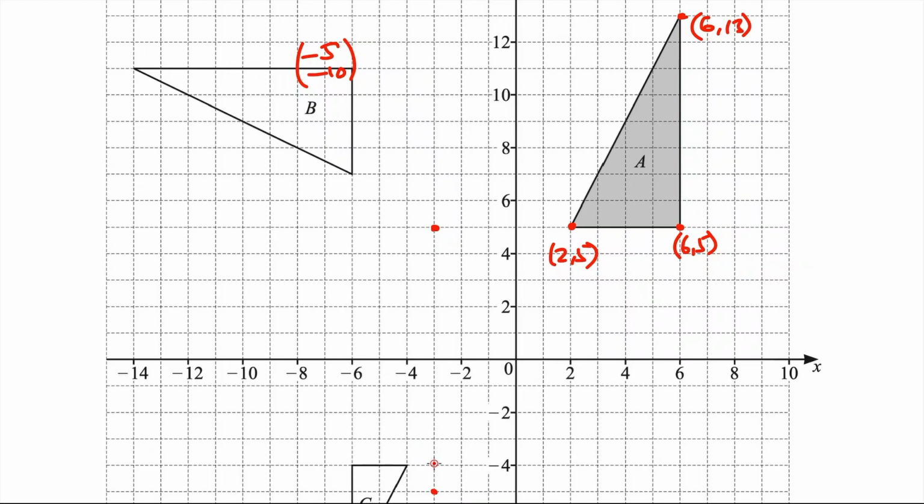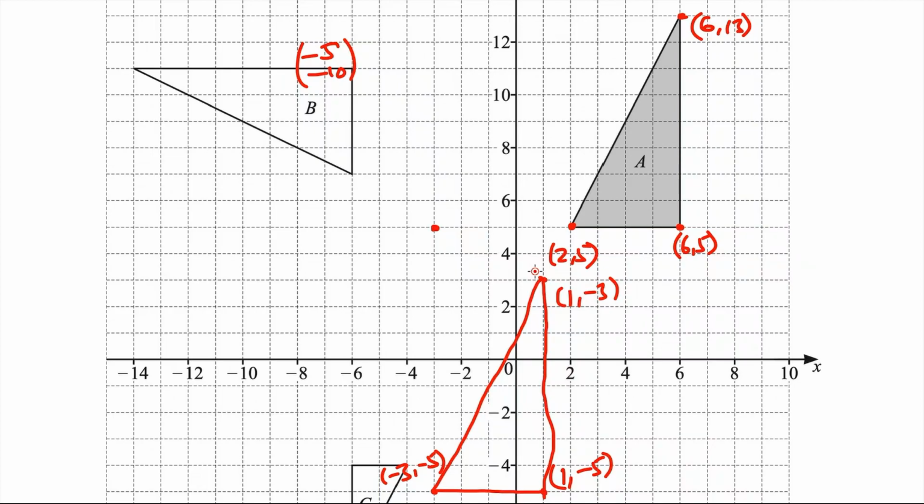So this is the corresponding point, minus 3, minus 5. Then 6 comma 5: 6 minus 5 is 1, and 5 minus 10 is minus 5. Then 6 comma 13: 6 minus 5 is again 1, and 13 minus 10 is 3. Oh, sorry, I said 13 minus 5 earlier, but it is 13 minus 10, which is 3. So this is the point 1 comma 3. And you just join these three, and this is the picture that you get, which is the translation.